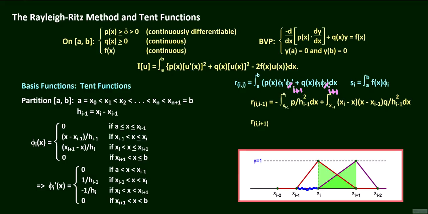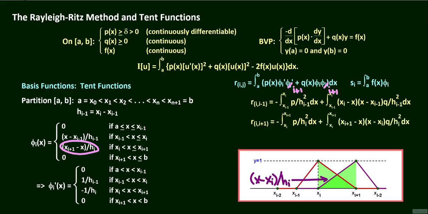On the interval this time from x sub i to x sub i plus 1, phi sub i prime is minus 1 over h sub i, while phi sub i plus 1 has the slope with the opposite sign, so that p times phi sub i prime times phi sub i plus 1 prime is minus p over h sub i squared. On this same subinterval, phi sub i is x sub i plus 1 minus x divided by h sub i, while phi sub i plus 1 is x minus x sub i divided by h sub i, so that this is what we get for the integral of q times phi sub i plus 1 times phi sub i.